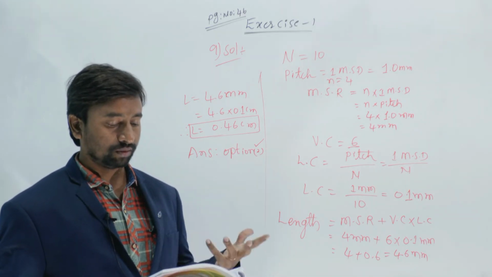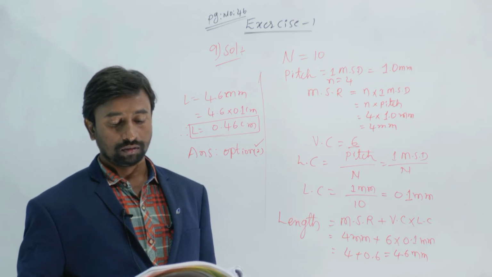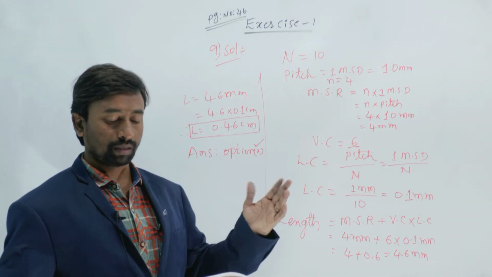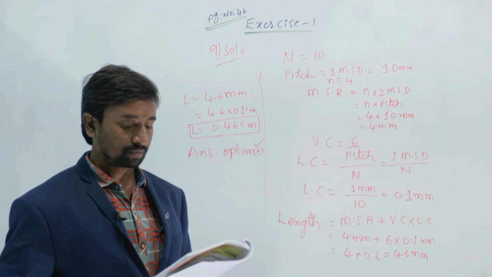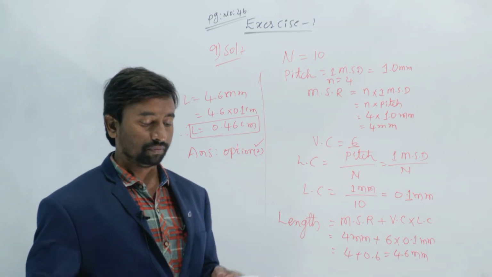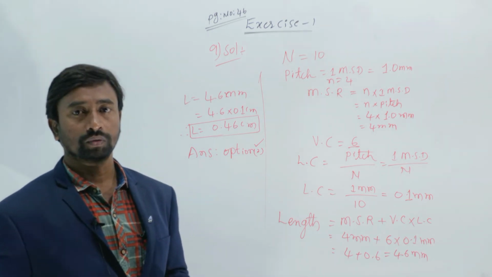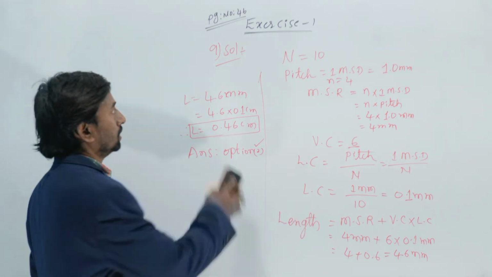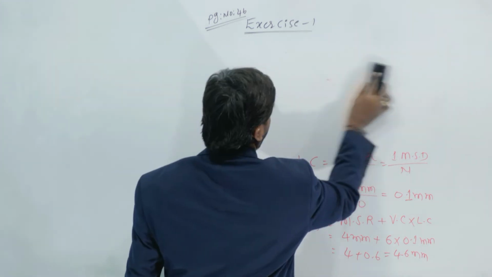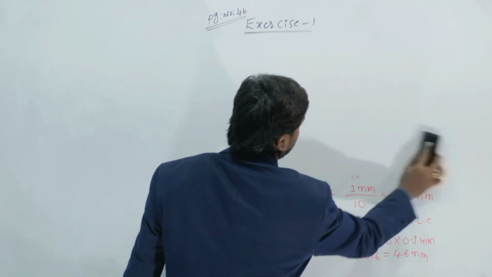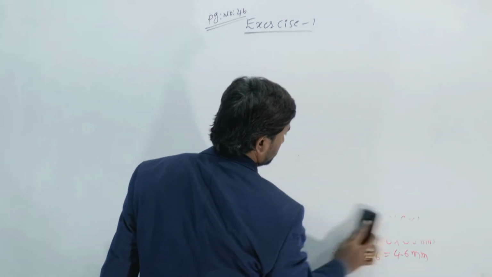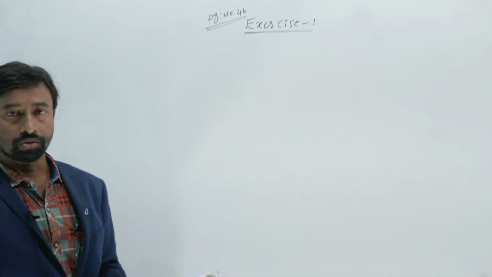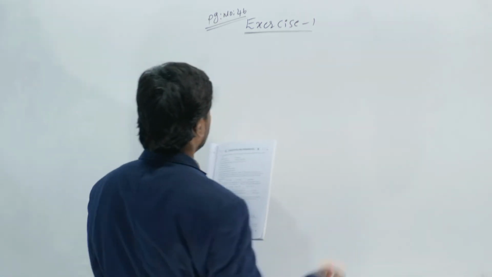So we should find out the diameter of the cylindrical rod. Diameter is a length. So length is nothing but MSR plus VC into least count, we need to write there. So from that formula, we can find which one is correct. Okay, so I erase this. We'll see the 10th solution now. They have given the diameter of the cylindrical rod which is measured by the vernier calipers. So the diameter of the cylindrical rod is given, that is D.